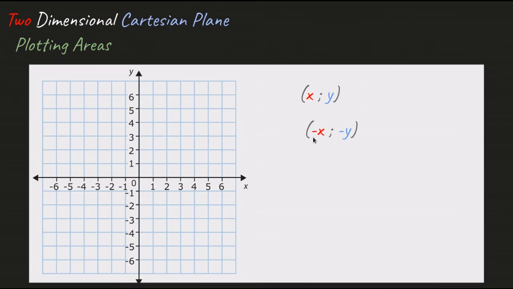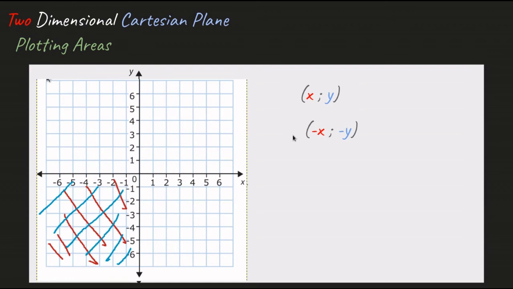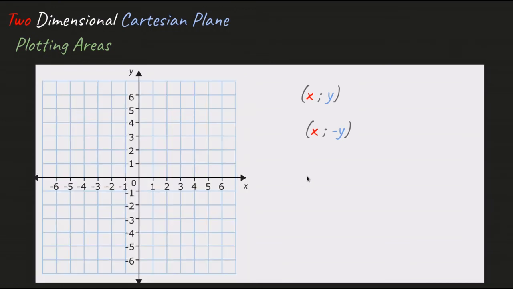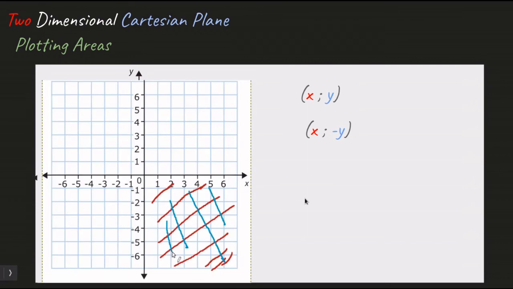Where is x negative and y negative? It's got to be this, what we call quadrant 3, the area where both are negative. And finally, quadrant 4 is where x is positive and y is negative, and that is in the area shaded like that.